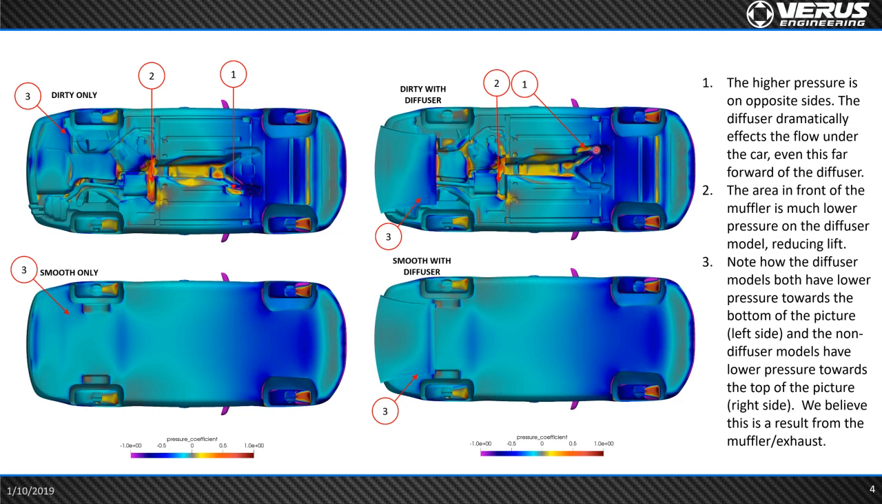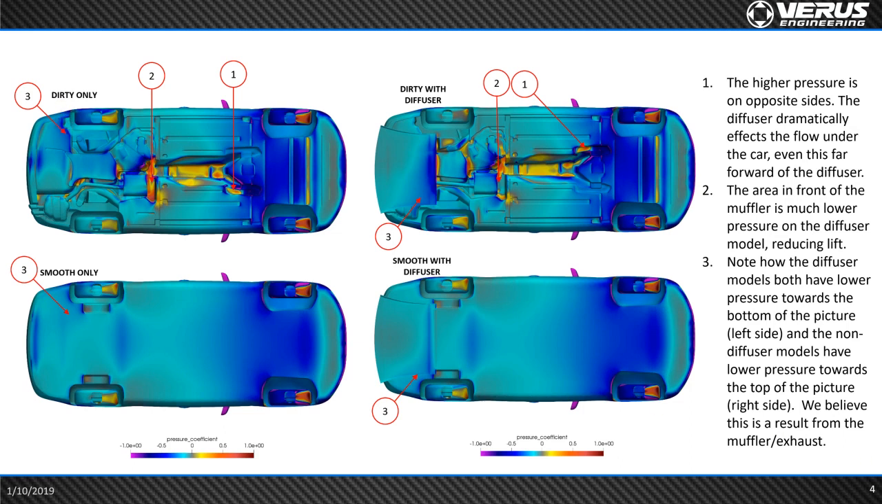At point one, you can see where the high pressure is on the opposite on both sides. So you can see how the diffuser changes how the flow underneath the car acts. The area around the muffler is much lower pressure with the diffuser than without the diffuser, which can be seen on number 2. And on number 3, you can see where the lower pressure is favored to different sides. On the diffuser, it's towards the bottom, and on the dirty, it's towards the top. You can see me pointing at it with the laser.